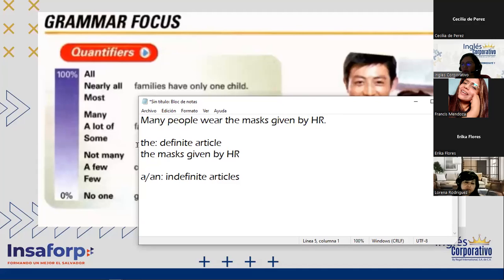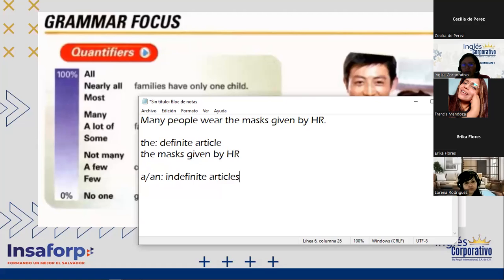Entonces, cada vez que ocupemos, chicos, de, y es algo que todos hacemos, ¿verdad? En un principio, cuando estamos aprendiendo inglés, a todo le ponemos el artículo definido, pero no. El artículo definido solo lo utilizo cuando voy a hablar de algo específico, right? Entonces, ahí lo utilizamos, ¿de acuerdo?